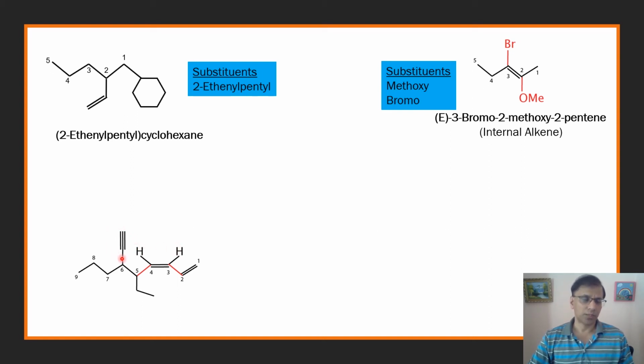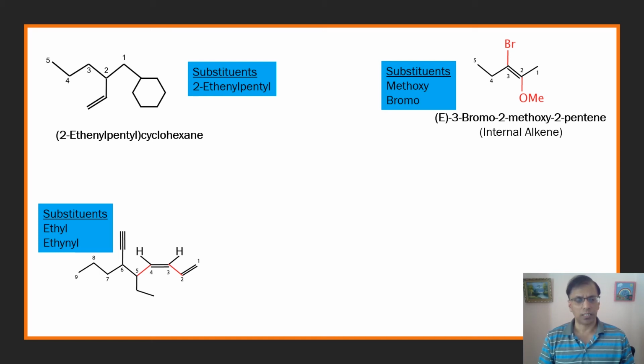The other substituents right here are the ethyl substituent and the ethynyl substituent. So there are 2 substituents on the parent chain. The parent chain has 9 carbon atoms. It's nonane as the parent chain, and there are 2 double bonds. One is an internal double bond and the other is a terminal double bond. So let's see how to name this.